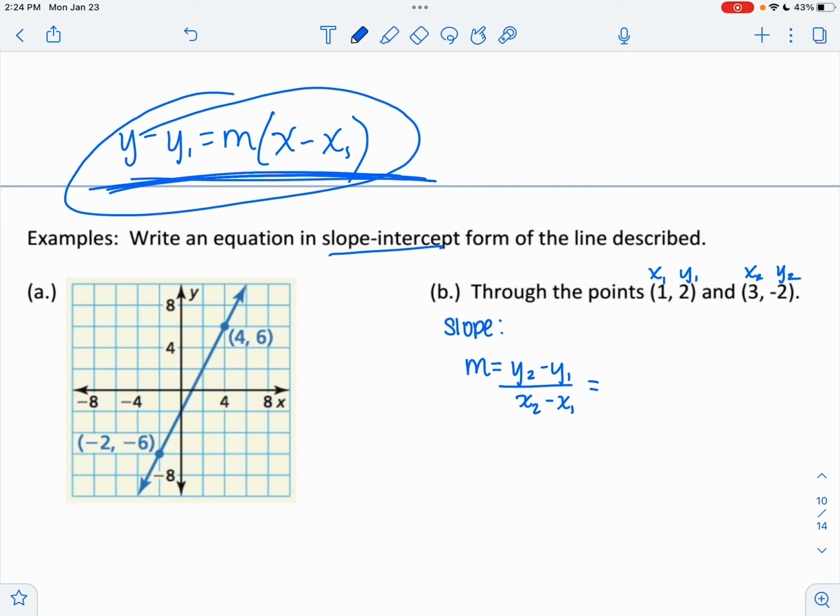And plugging these numbers into the slope formula, we got -2 minus 2 over 3 minus 1. So -2 minus 2 is -4. Be careful with your signs. And 3 minus 1 is 2. So we have a slope of -2.